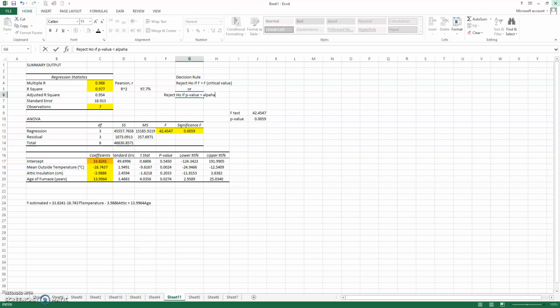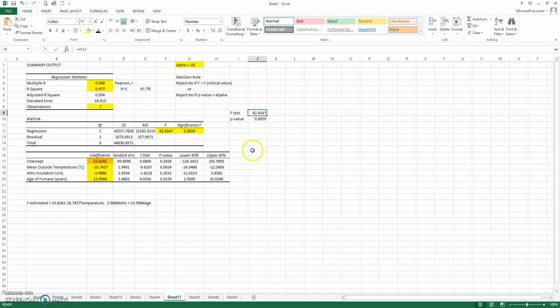Alpha is not specified in this question, so I'm just going to put up here that alpha, the level of significance, is going to be 5%. Seems to be a good value to have. So, for the decision rule, using the test statistic and the critical value, we know the test statistic, it's 42.4547. We don't know the critical value.